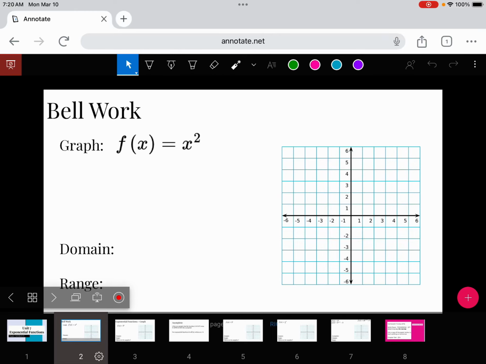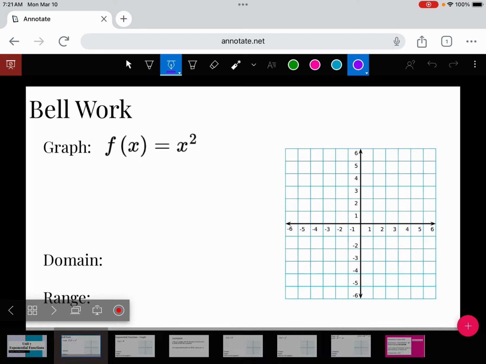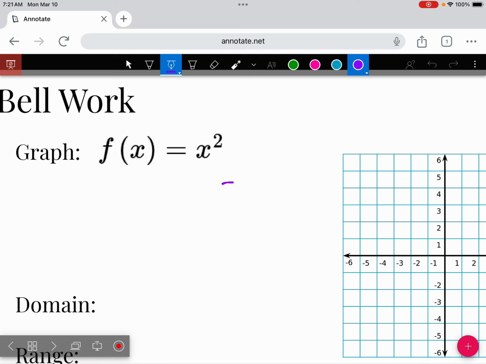All right, so let's take a look at this. See what we can remember about graphing f of x equals x squared. How do we do that? Well, first we pick our x. We pick some x's. A lot of times we'll do this just by making a table. What x's should we pick?